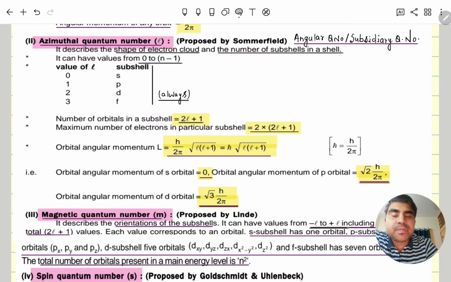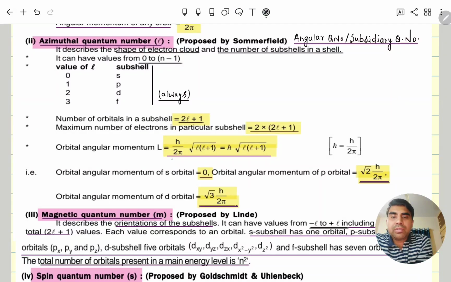That is the range. So here you can see, for any s subshell, whether 1s, 2s, 3s, its l value will be 0. Similarly, for any p, 2p, 3p, 4p, 5p, 7p, whatsoever, its l value will always be 1. For any d, 3d, 4d, the l value will be 2. And for any f, the l value will be 3.